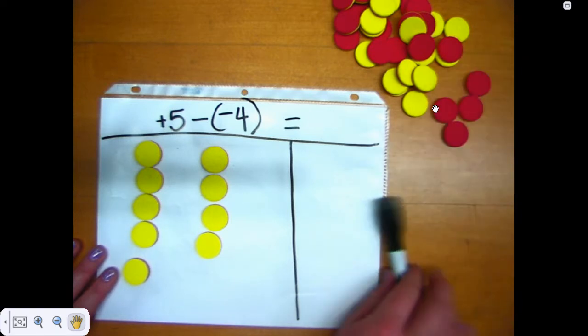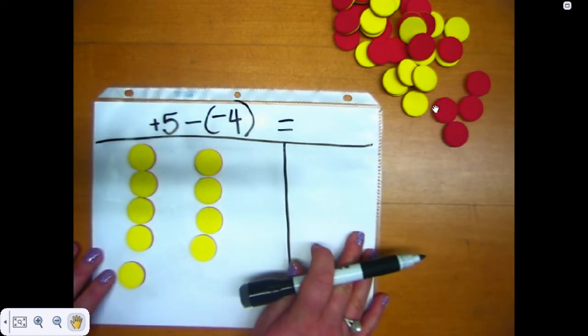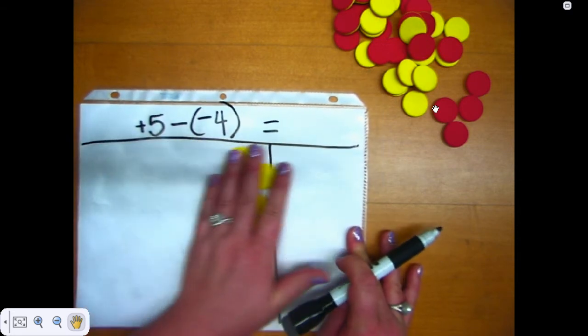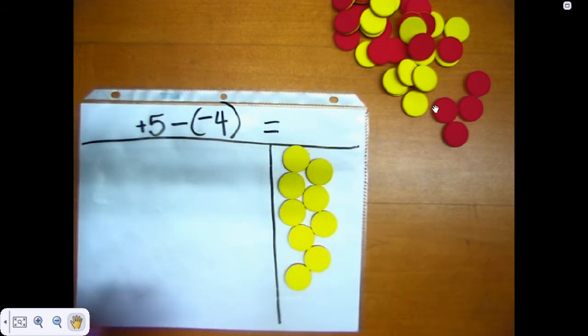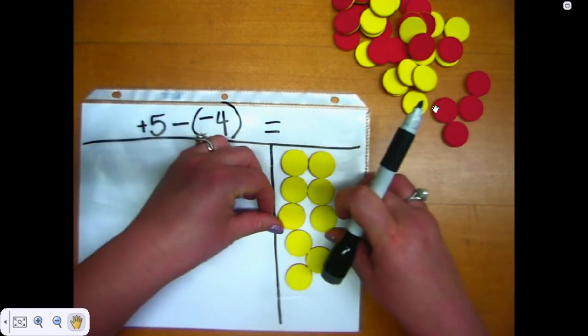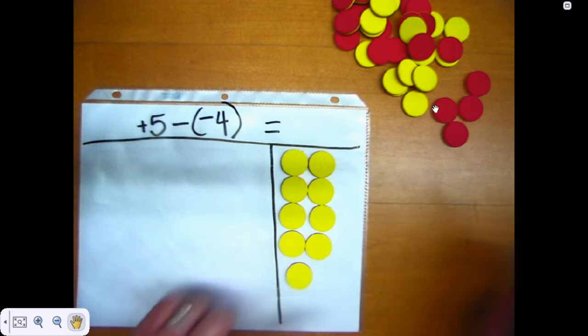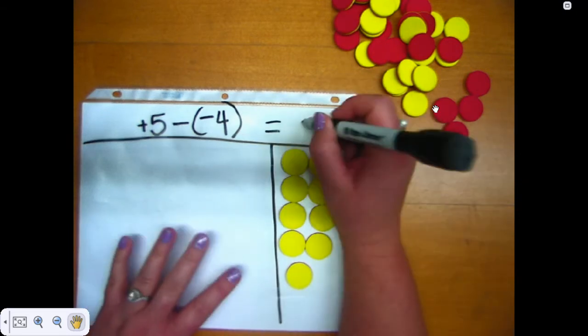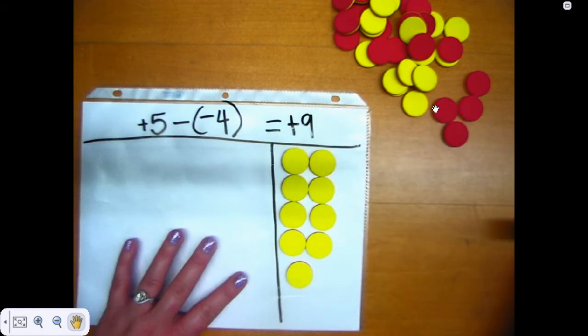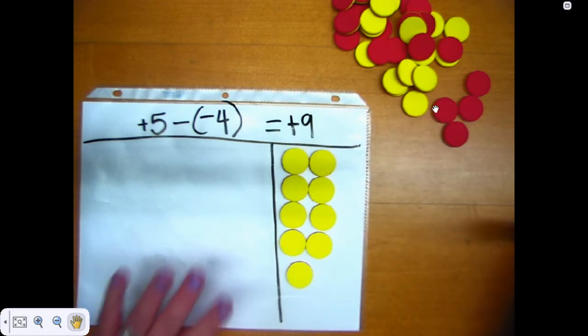Now I have all the same colors, which means I can combine. And when I combine, that means I can push them across the equal sign. So now I'm just going to line them up. 2, 4, 6, 8, 9. And they are yellow, so that means my answer is positive 9. Let's try another one.